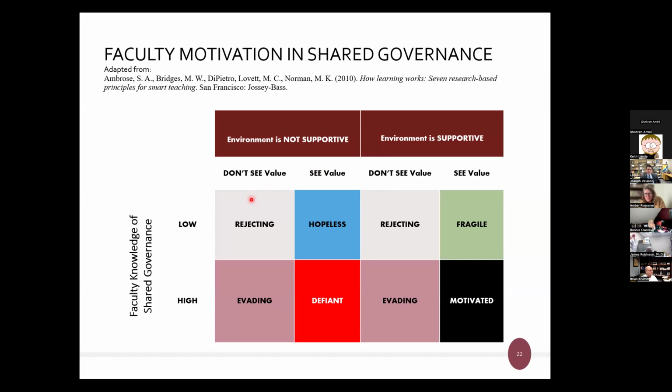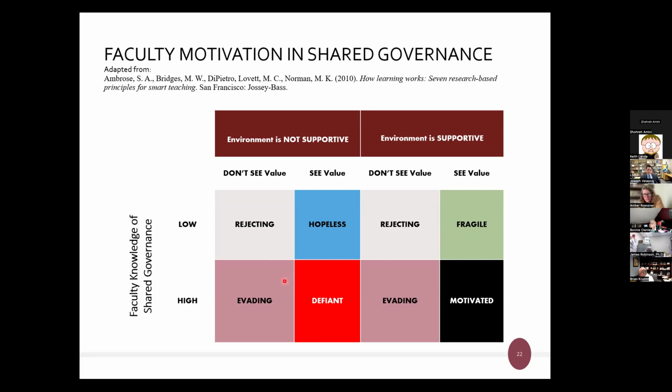But let's just say that you do see the value, but your knowledge of shared governance is low. You're either going to be hopeless if you see the value, you're going to want to get involved with and help out with shared governance. But if the climate's not there, you're really going to slink away and feel like there's no hope in getting involved. But if the environment is supportive, but you still don't know much about shared governance, you're probably going to feel a little bit fragile. You're going to see that shared governance is a good thing, but you don't know how exactly to participate.